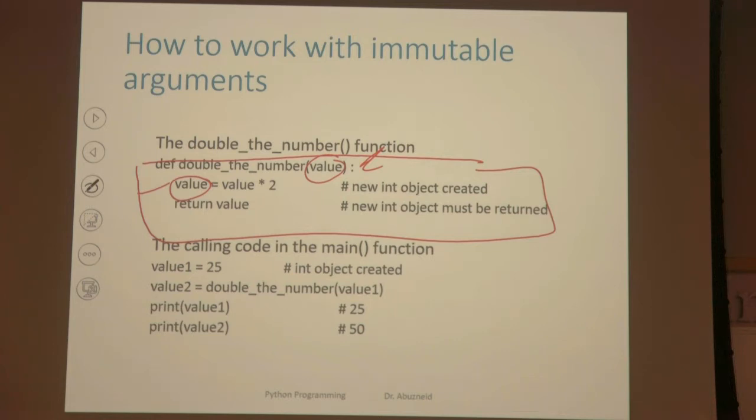Okay, so when we call it from the main, first of all, you assign value 1 equals 25. So you create a variable, you assign it 25. This is an integer object, which is created. Value 2 is another object, which is created. And here we initiate it to 25. And here what we did, we called the function, and we pass 25 to it, which is the first value. So this will call the function in here. The value here will be how much? 25. 25 times 2, this will be 50. Then we return the value. How much is the value here? 50, right? So 50 will be returned. All right, so if you print value 1, 25, if you print value 2, 50, all right?